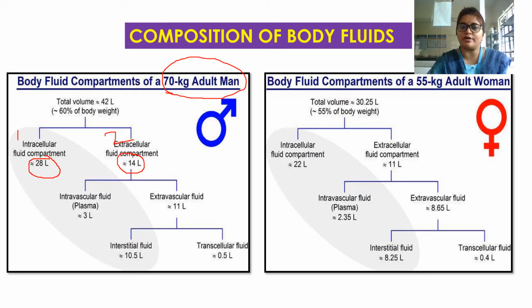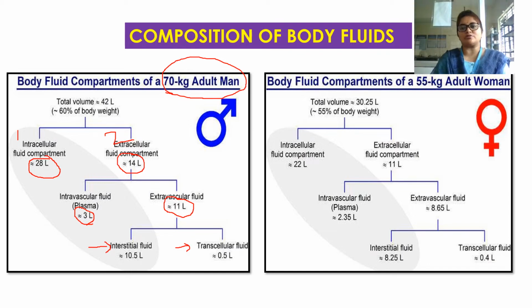And extracellular fluid is further divided into intravascular fluid, that means the fluid present within the blood vessels, nothing but your plasma, and extravascular fluid. Plasma would be around 3 liters and extravascular around 11 liters. Extravascular fluid is again divided into interstitial fluid and transcellular fluid, of about 10.5 liters and 0.5 liters respectively. So this is the composition of the body fluid compartments in a healthy male.